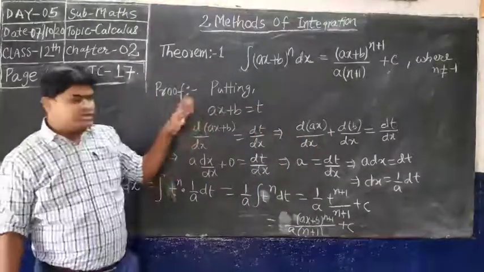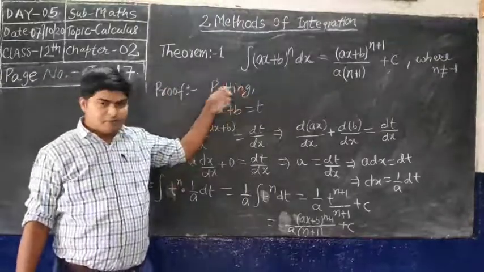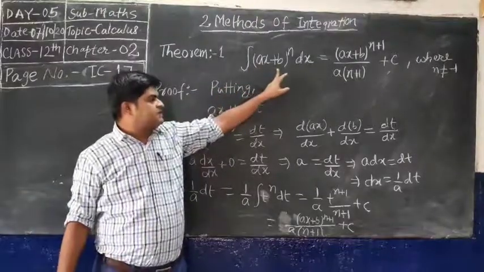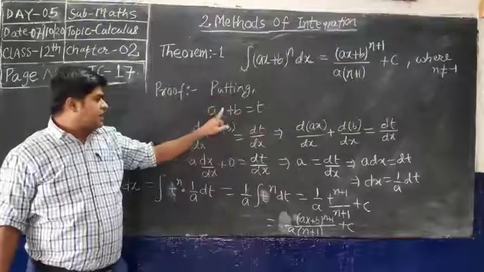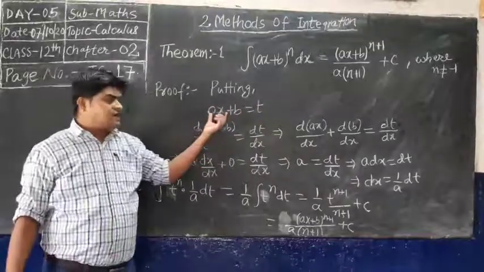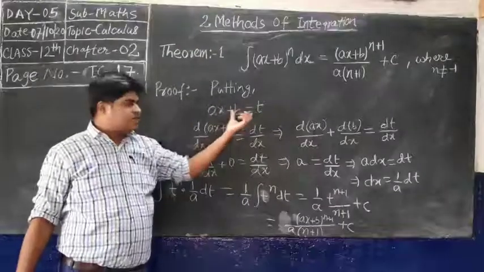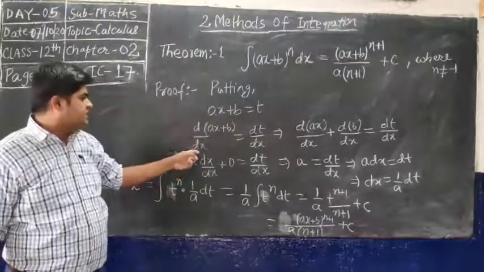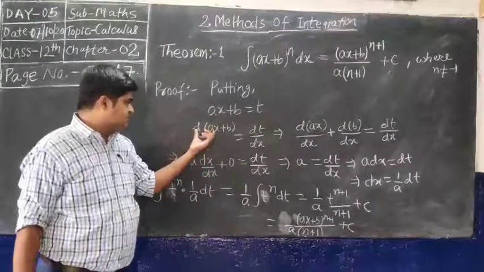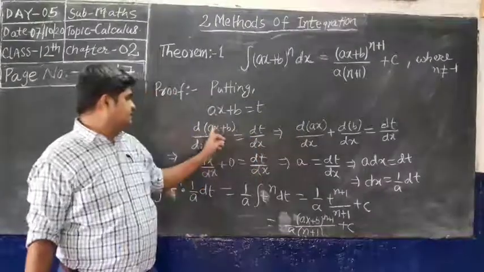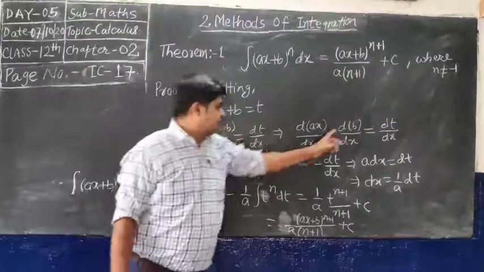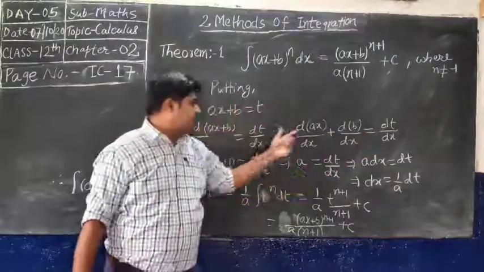First of all, yesterday I discussed that such type of problem you will solve by the supposing method. That means you will suppose the base term ax + b is equal to t. Then you will find the first derivative of this equation. Apply d by dx: d(ax + b)/dx is equal to dt/dx. This is d(ax)/dx plus d(b)/dx is equal to dt/dx.